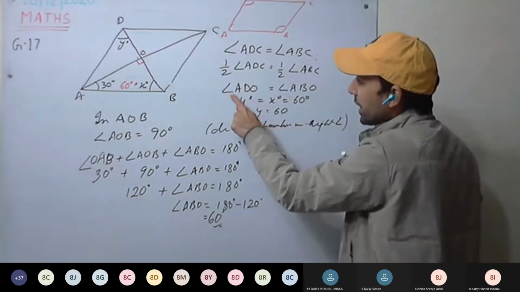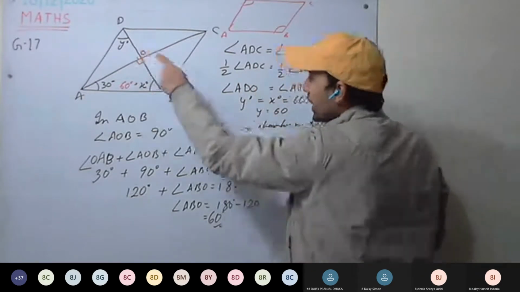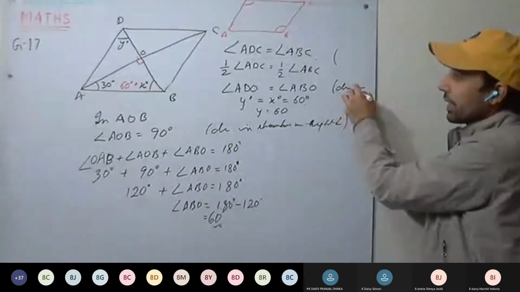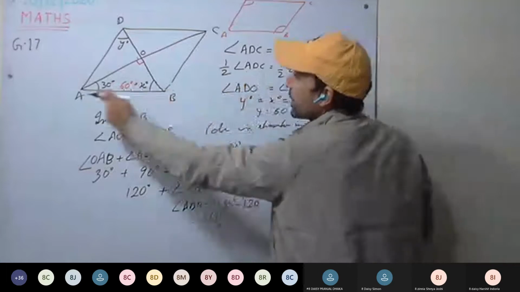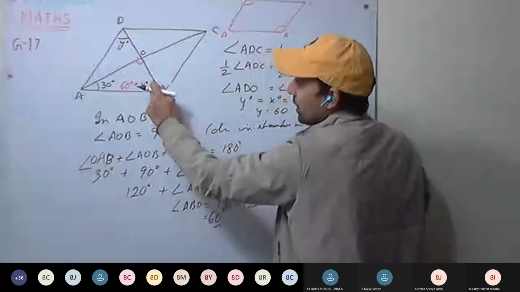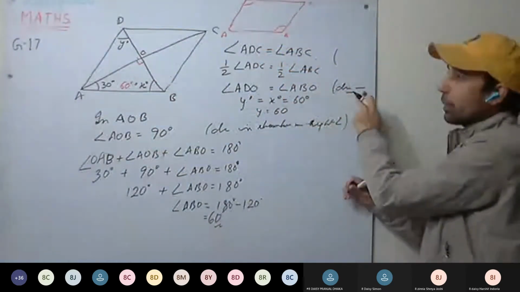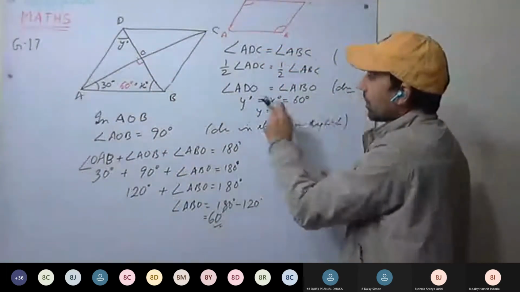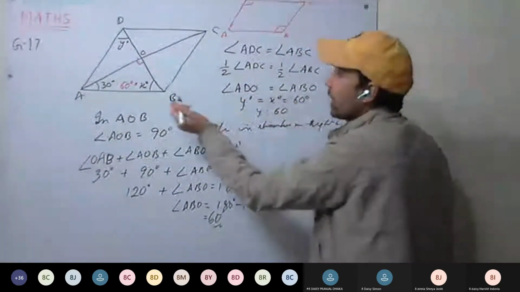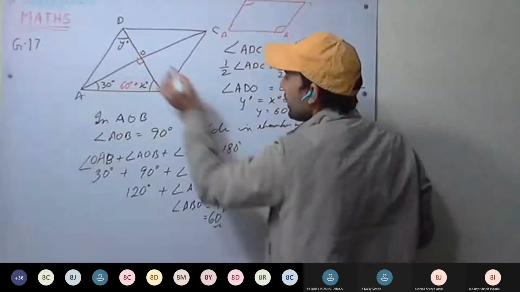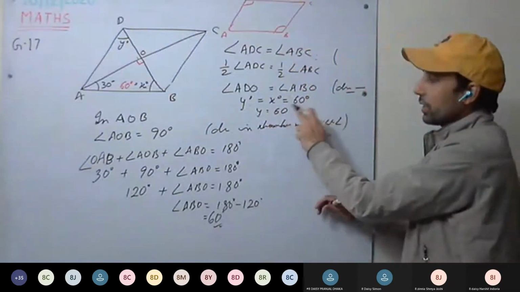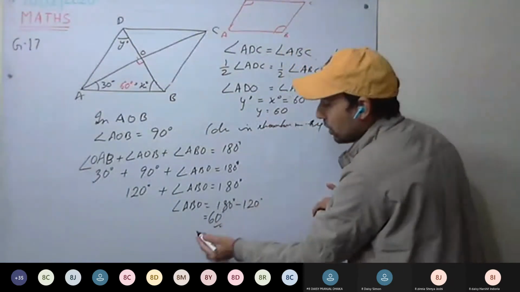And this half of ADC I can write as angle ADO. Why can I write that? Because diagonals bisect the angle. That's why half of ADC I can write as ADO, and half of angle ABC I can write as angle ABO. This angle ADO is half of angle ADC because diagonals bisect the angle. ADO is y degree, equal to angle ABO, which is x degree, equal to 60 degrees. So y equals 60 degrees, and x also equals 60.